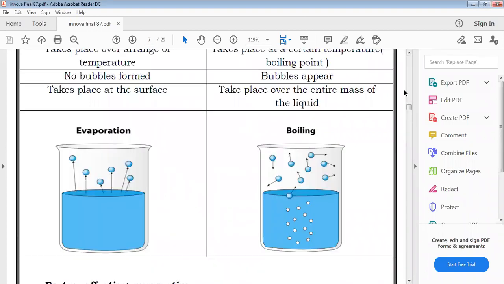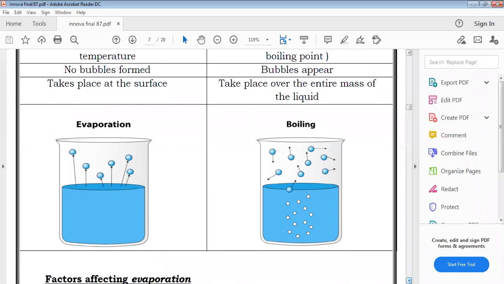Okay, what else happens? You can see here there are bubbles at the boiling, but in the evaporation there are no bubbles. And the evaporation, like what Jana said, happens at the surface. Boiling happens all over, in the entire mass of the liquid. Okay, so what makes evaporation happen faster? What will make the evaporation faster?